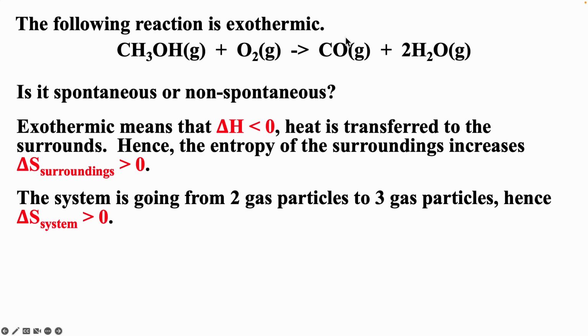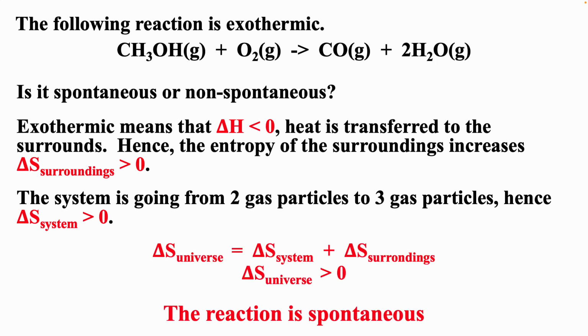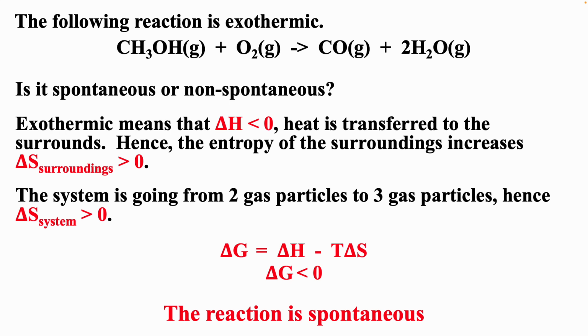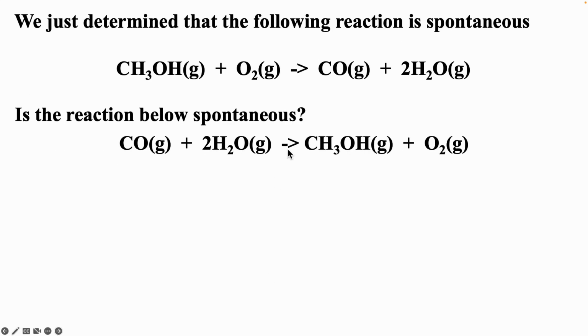And often you can tell if a reaction's delta S system is positive or negative just by counting the number of gas particles. So for this reaction, delta S system is positive, delta S surroundings is positive, so that means delta S universe is positive, and the reaction would be spontaneous. We can also look at delta G. So delta H is negative, delta S is positive, so that means delta G has to be negative. So we just determined that this reaction is spontaneous.